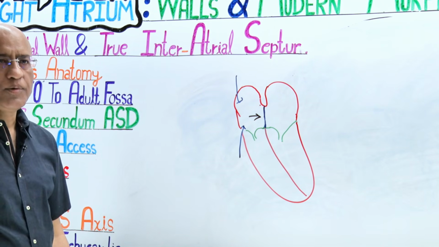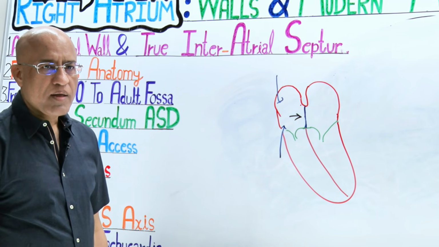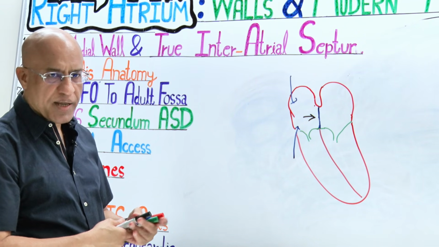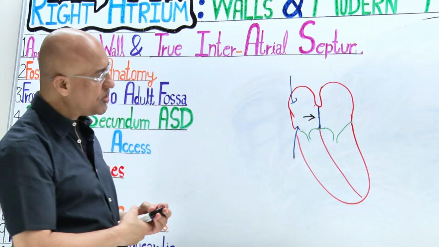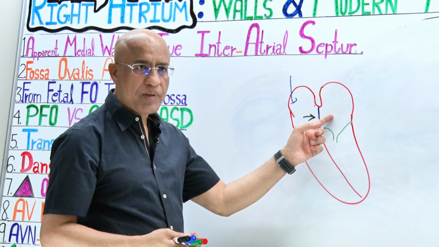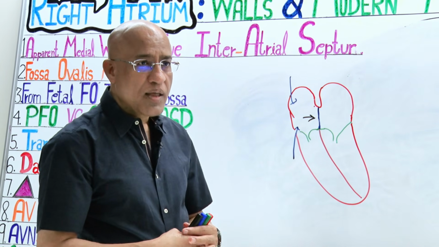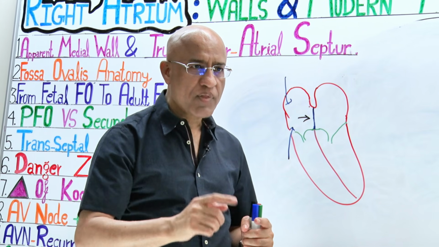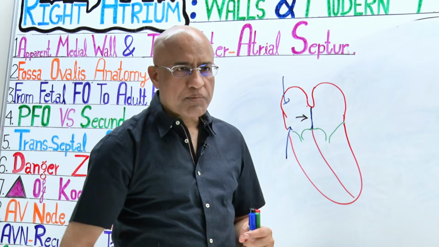Why do we need it? The reason being that it provides one of the safest ways to reach the left atrium, the left side of the heart, for certain procedures. I will tell you the procedures. First, how we reach there. Usually from the femoral vein.